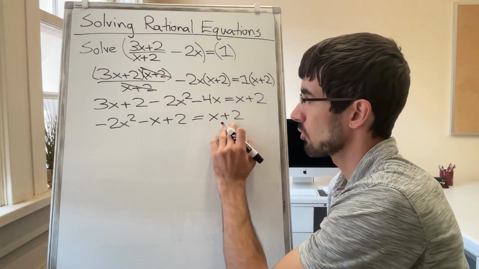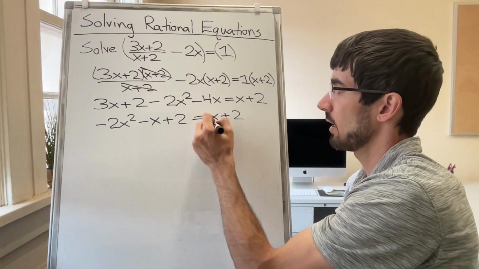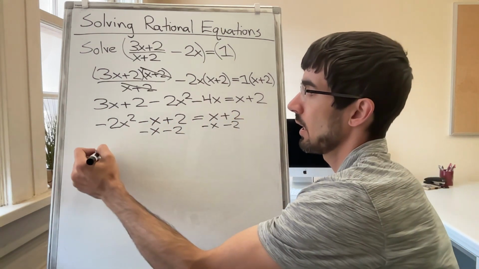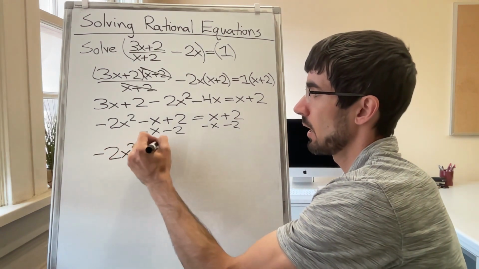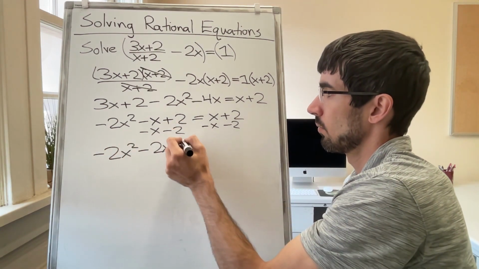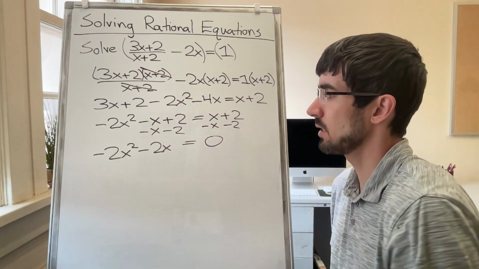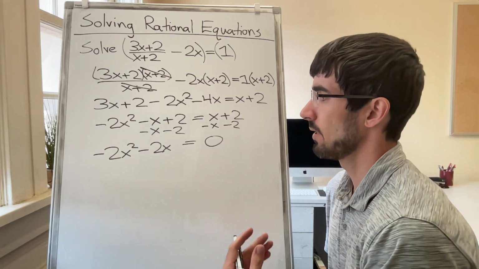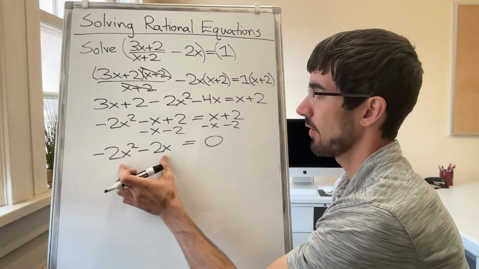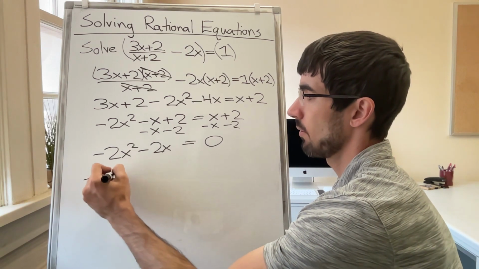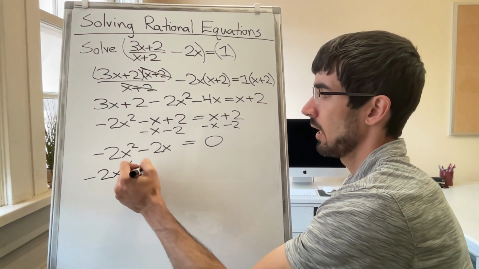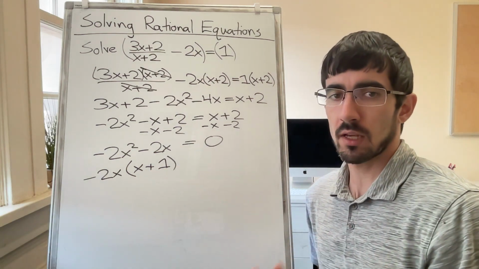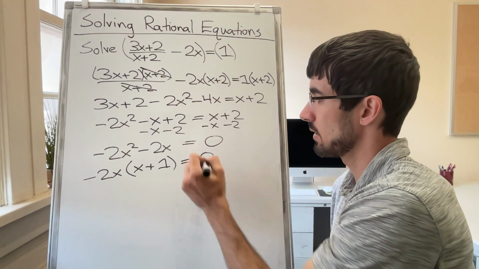If I want to subtract these terms to move them to the left side, let's subtract x and let's subtract 2. And then I have negative 2x squared minus 2x plus 0 equals 0. So here's my simplified equation. We can solve this by factoring. So let's factor out a greatest common factor. The greatest common factor here is negative 2x, and then I have x plus 1 remaining if I factor out negative 2x. This is equal to 0.